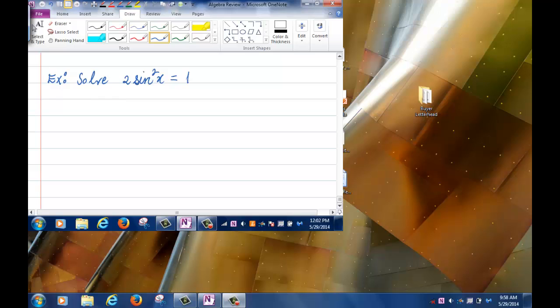Is everybody okay with that? All right, so then from here, in order to solve it, I'm going to say, well, sine squared x is equal to half, right? And then what can I say about sine x? What can I say about sine x?